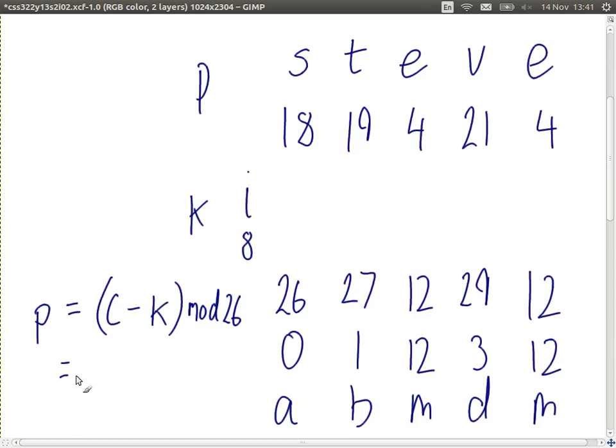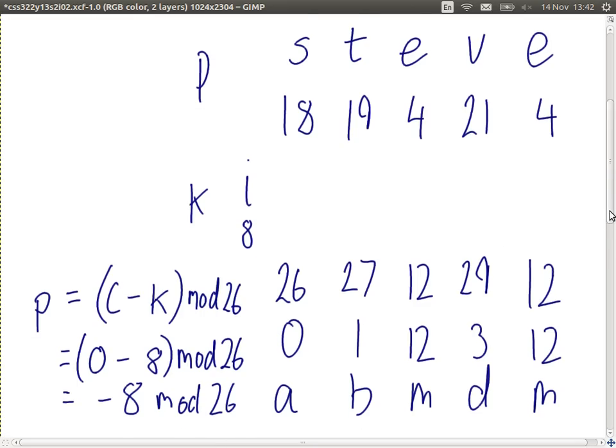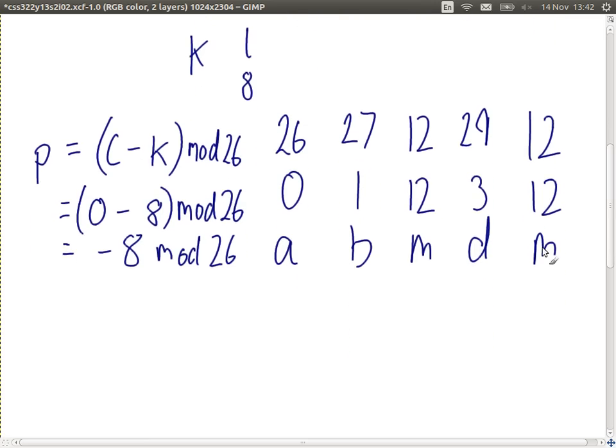In the first letter, C is 0, K is 8, we get minus 8 mod 26. Anyone know what mod means? Modulo? Remainder. Okay, how do you deal with minus 8? Just leave it as minus 8.